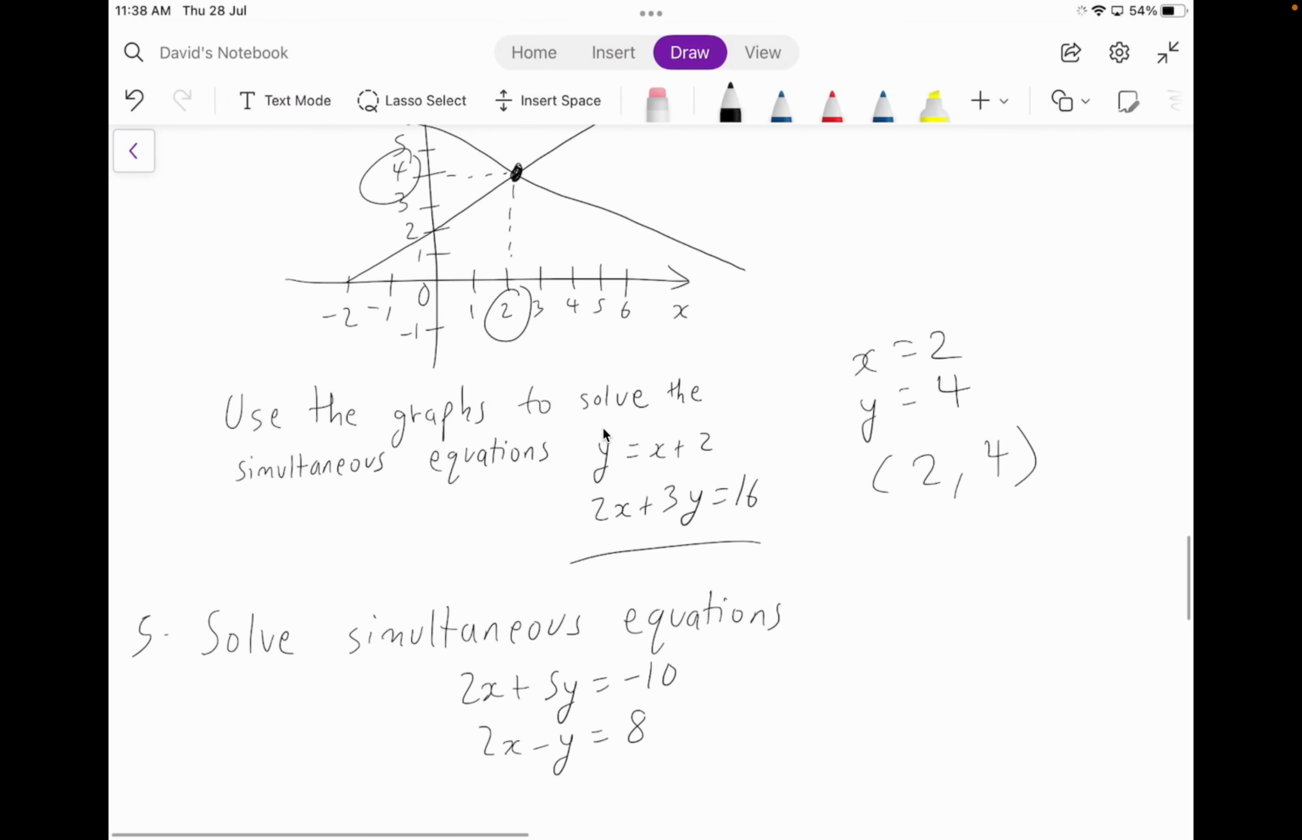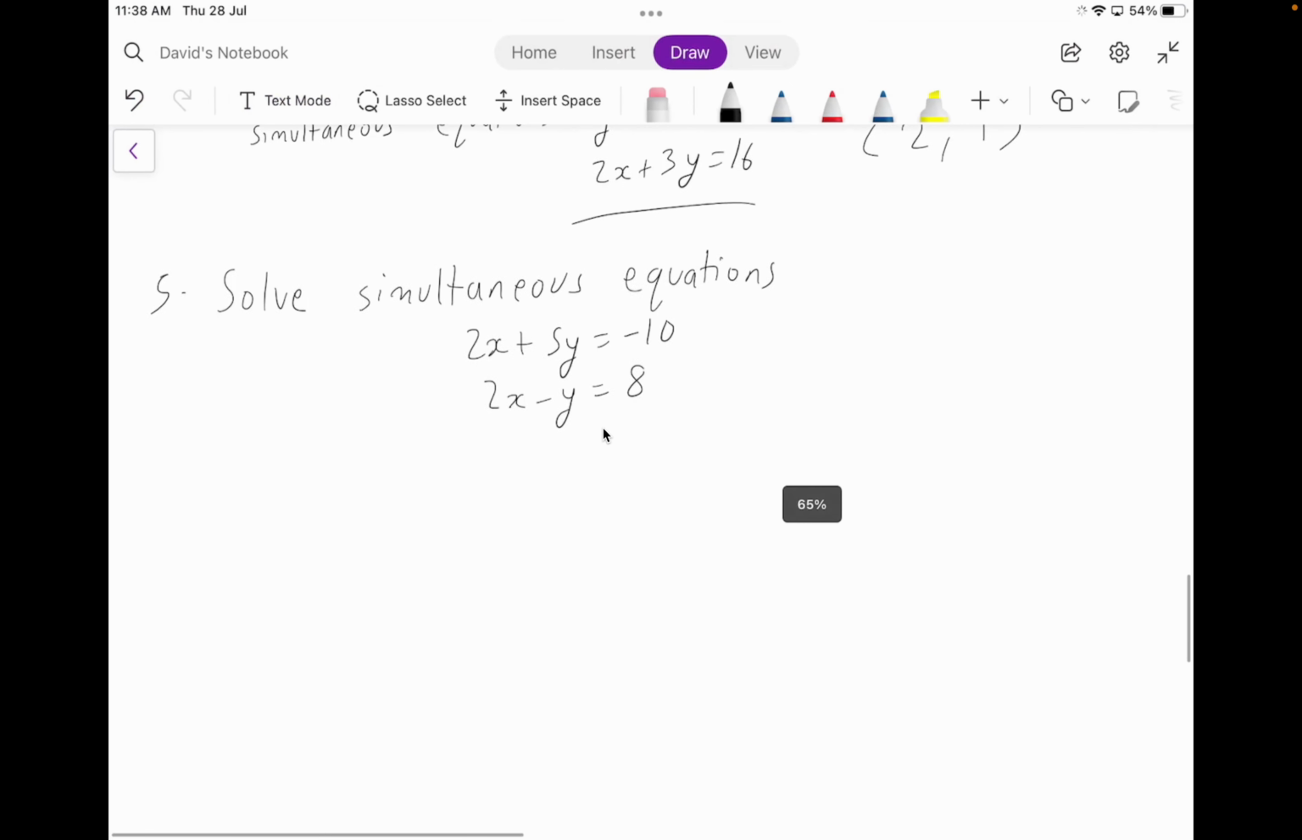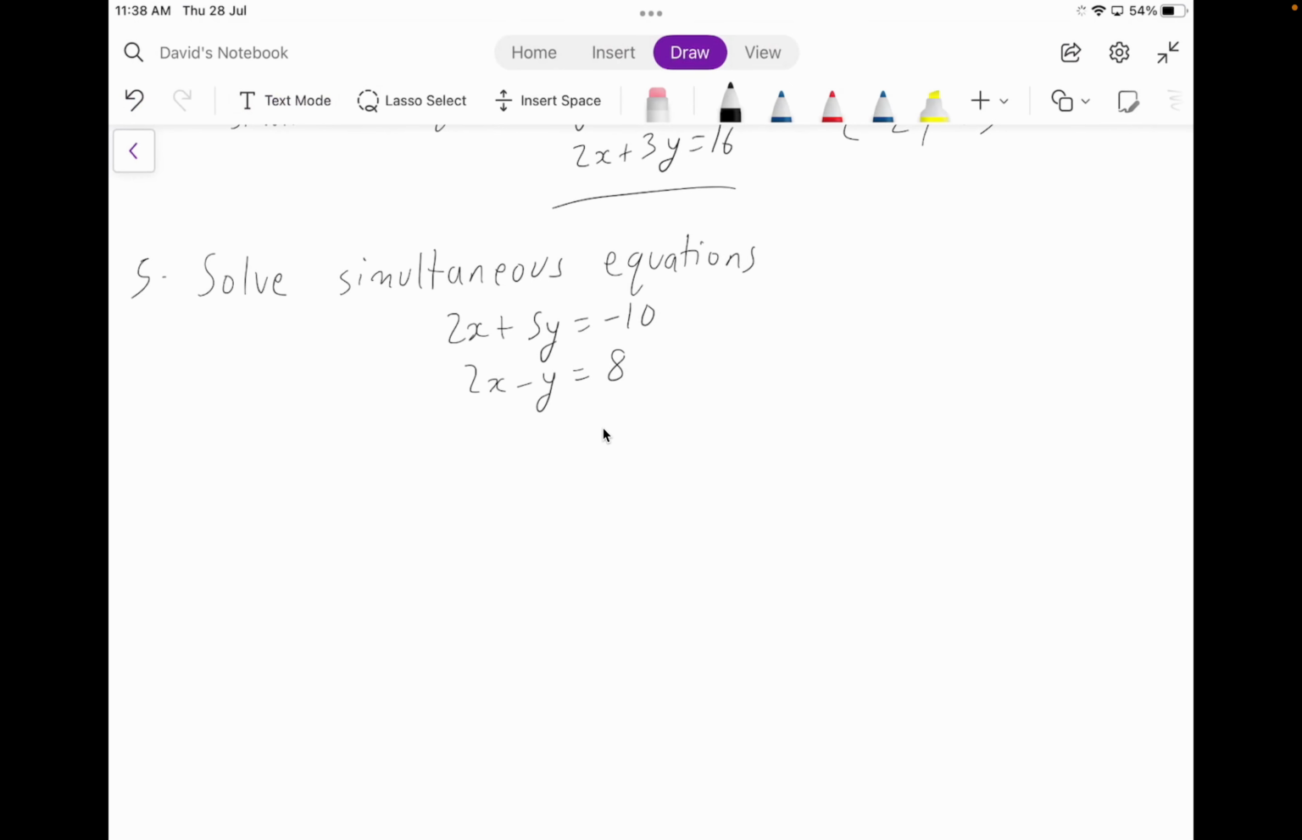Now let's move on to the final question. The final question states that you have to solve the simultaneous equations 2x plus 5y is equal to minus 10 and 2x minus y equals 8. You can use either method, elimination or substitution. In this case, since they've given us the coefficient of x to be 2, we're going to subtract both these equations directly, so it's faster.